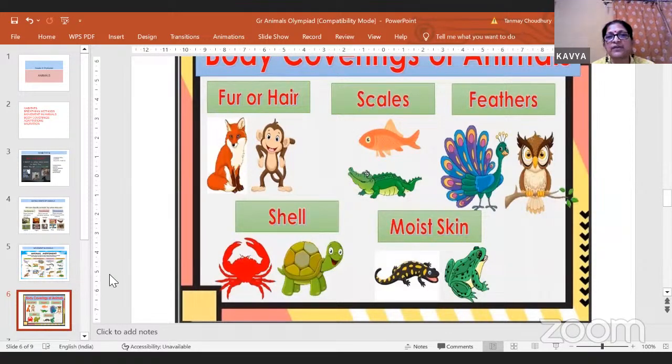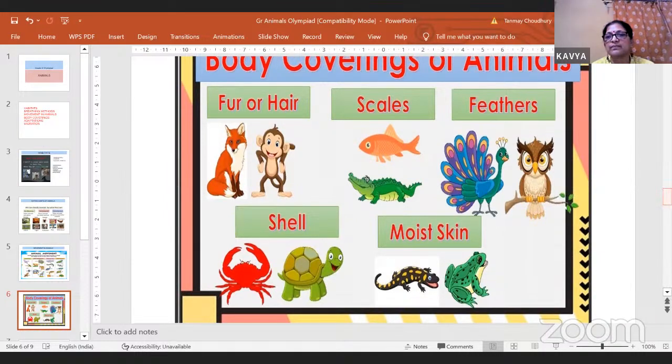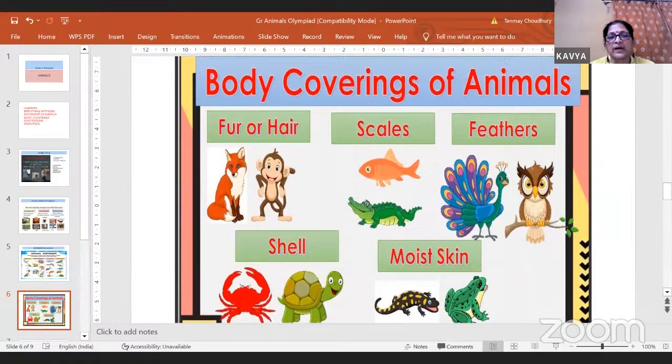Now the body coverings of animals, how are they? The body can be covered with fur or hair.